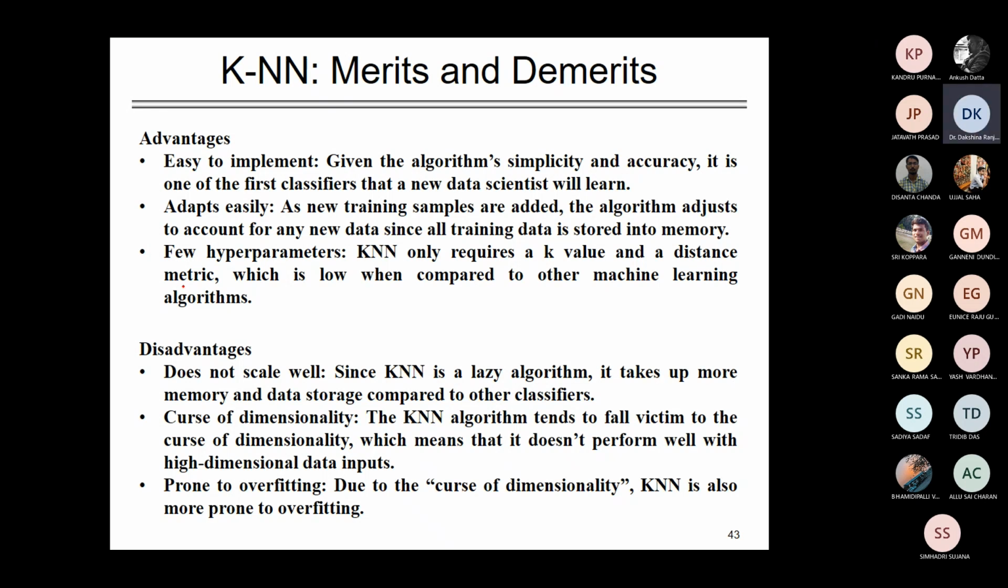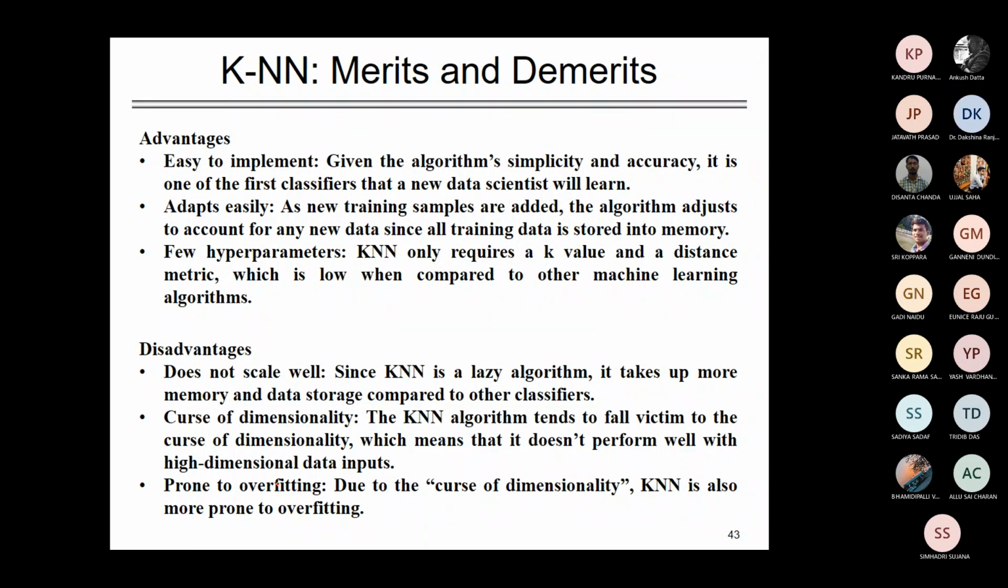Now, what are the disadvantages? It does not scale well. Since KNN is a lazy algorithm, it takes up more memory and data storage compared to other classifiers. As we have discussed, the KNN algorithm suffers from the curse of dimensionality. That means it does not perform well with high dimensional data points. When we get a large number of samples in the data set, KNN can lead to the underfitting problem.